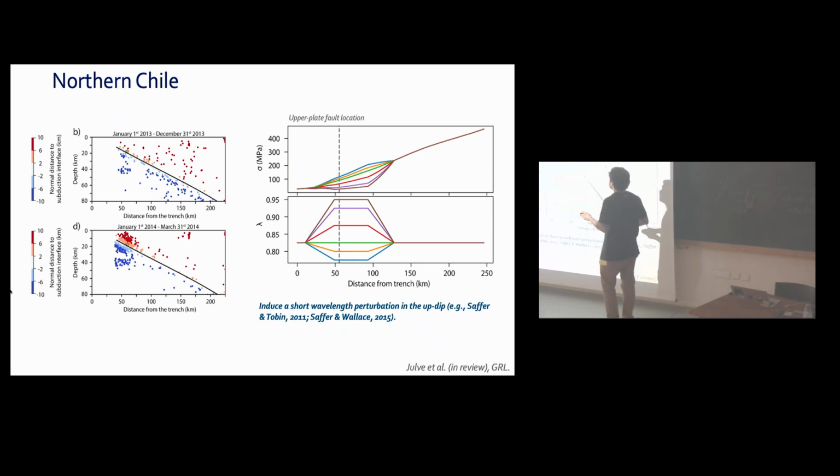So a good idea is to try, well, what if, because all these upper plate faults are very close to failure, but they need a little push. So what if this push comes from changes in the pore pressure ratio? So you can induce a short wavelength perturbation right here to change the effective normal stress and thus see what happens.